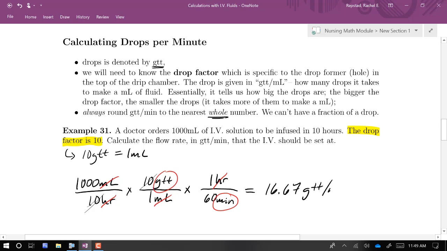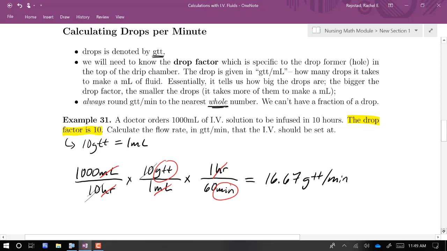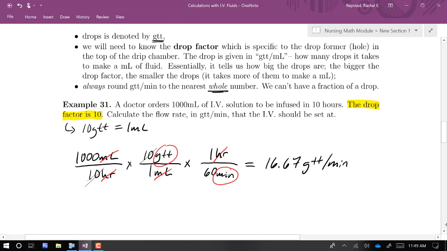drops per minute. And then I have to remember, okay, look, a drop, I'm not going to have a fraction of a drop. It's either dropped or it hasn't. So I'm going to round this to the nearest whole number. So I take a look at this digit right there, which is, if it's greater than or equal to 5, which it is, I'm going to round up. So 17 drops per minute.